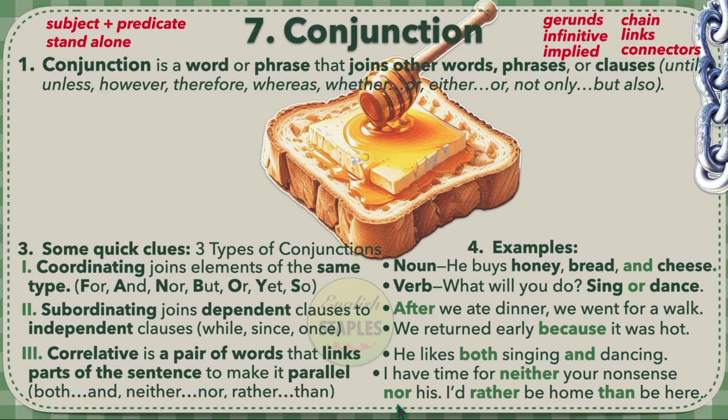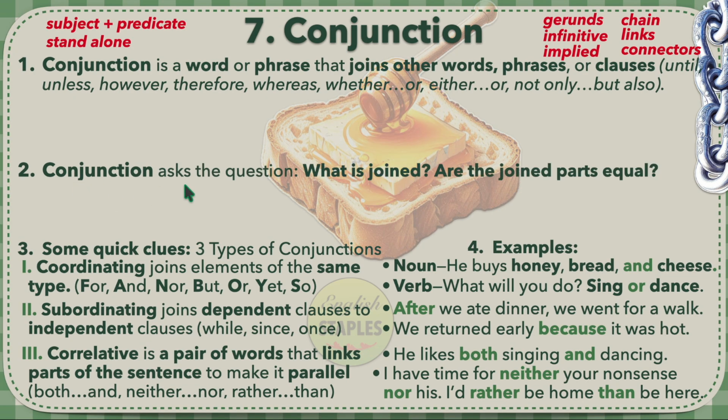So this is balanced. I'd rather be home than be here. So we do have the pair here, rather than. Be home. So be, we have be here, and we have be here. And then home is a location. Here is a location. So it's balanced. It's parallel.